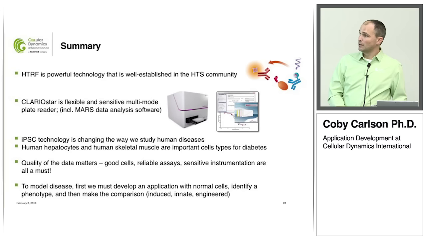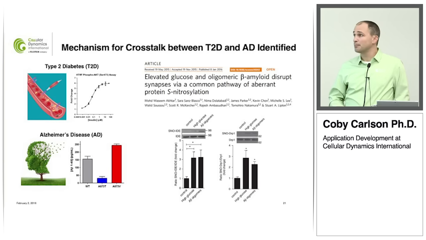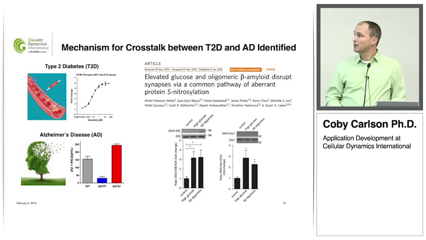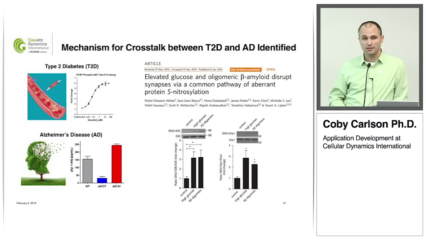So, all right, before the last, I probably spoke pretty quickly because I tend to do that, but since there's a minute, I wanted to link two things together, and it was a timely publication that came out. Since I talked about diabetes in here, but also linked in a little bit to Alzheimer's, this is a new paper that just came out from Stuart Lipton's group, titled Elevated Glucose and Oligomeric Beta Amyloid Disrupt Synapses via Common Pathway of Aberrant Protein S-Nitrosylation.